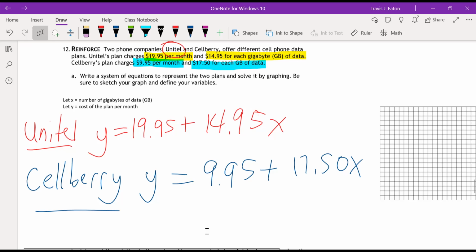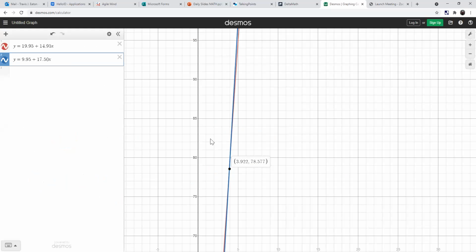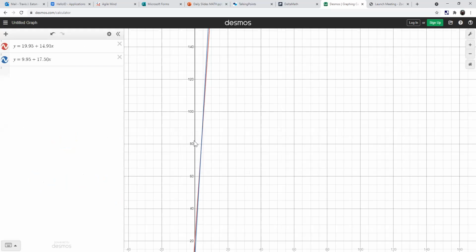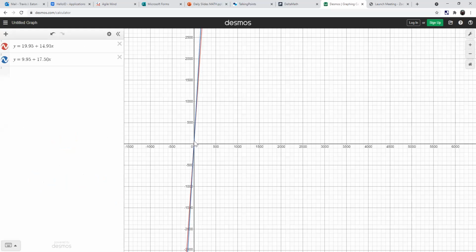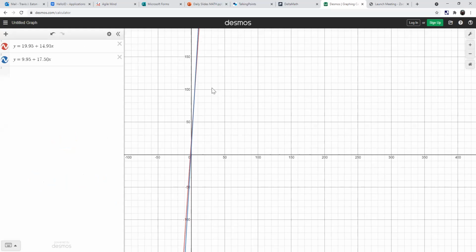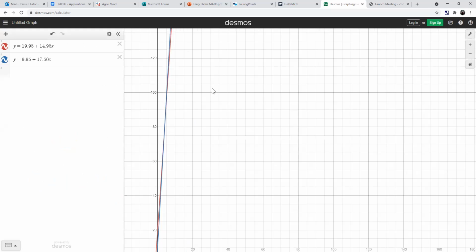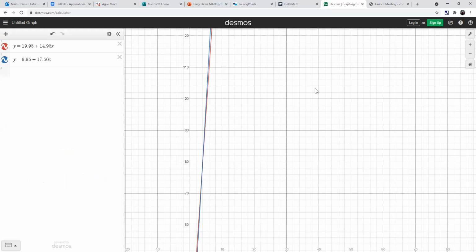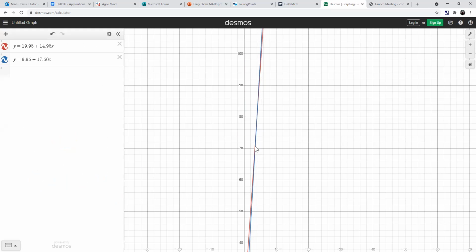Now, when we went to Desmos and graphed this, we ended up with this. And if I zoom out, you can see how these lines are running very close to one another, but they definitely have an intersection point. So if we run in and find that intersection point, it is roughly there. Okay, so there is our intersection of the data.